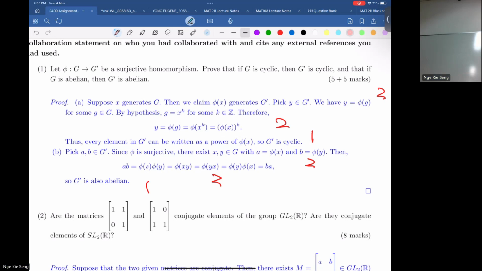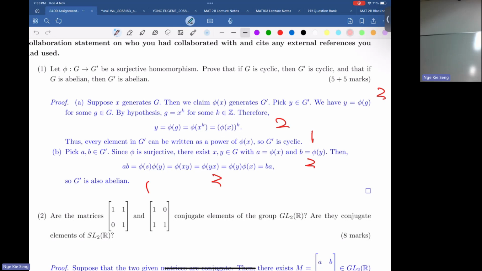And then by surjectivity, there is an element in the domain, let's call it g, that gets mapped to y. So y equals φ(g). But g is in a cyclic group, meaning I can write this g as a power of x. So there is some k in Z such that g equals x^k.